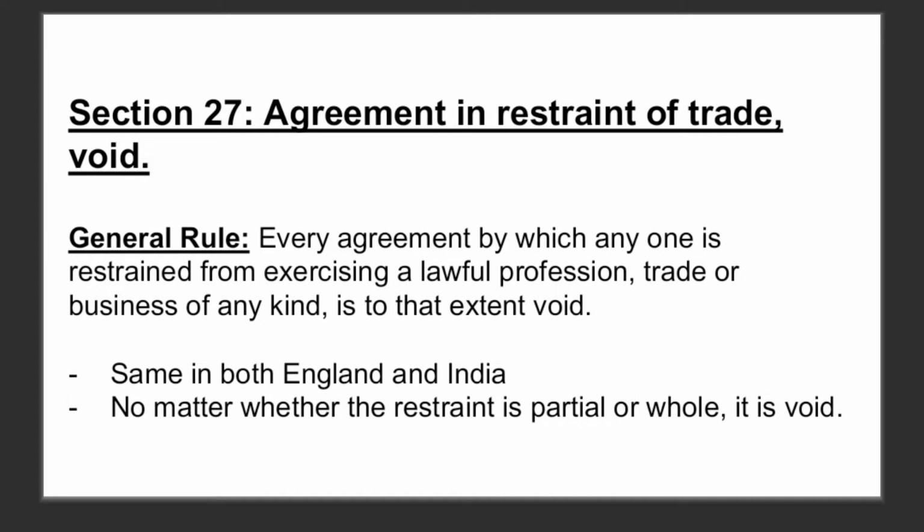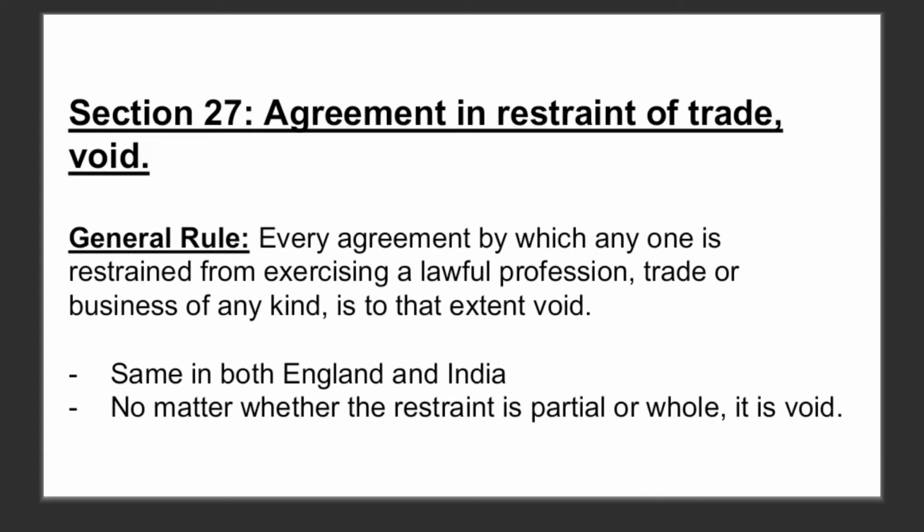So let us begin. Section 27 of the Indian Contract Act deals with agreement in restraint of trade being void. The general rule is that every agreement by which one is restrained from exercising a lawful profession, trade or business of any kind is to that extent void. This implies that any agreement made to restrain someone from continuing a lawful trade or business is void to that extent. And this principle is the same both in England as well as in India.